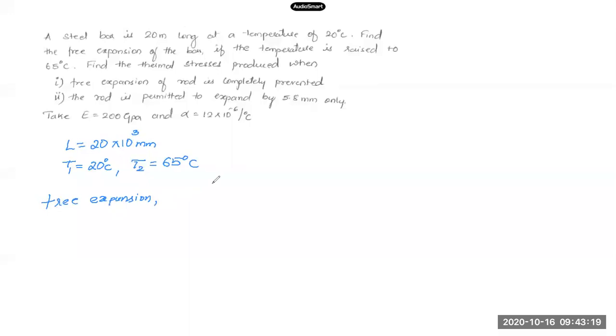We'll just try to find out what the free expansion is first. This free expansion, we can call it delta L. So delta L is equal to what? Coefficient of thermal expansion, alpha, into T, into L. I got 10.8, sir. Okay, good. One answer we are getting is that this is equal to 10.8 mm. This is the first case. Please try others.